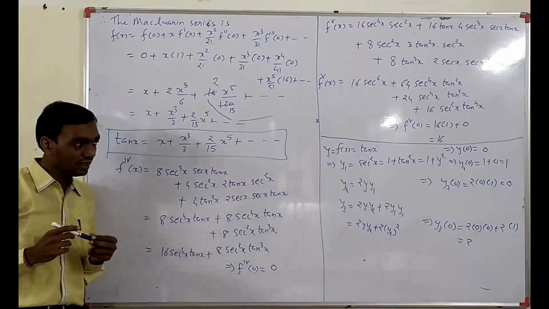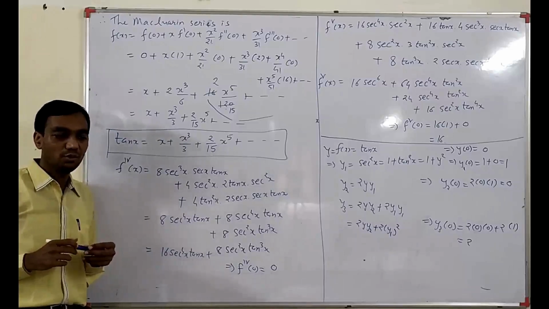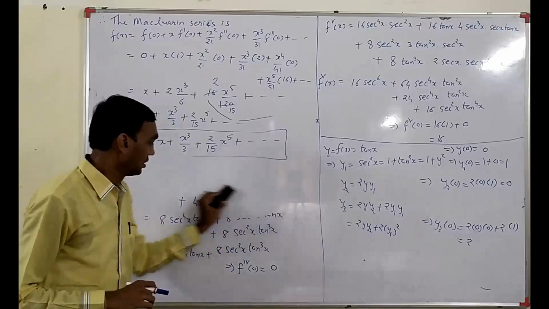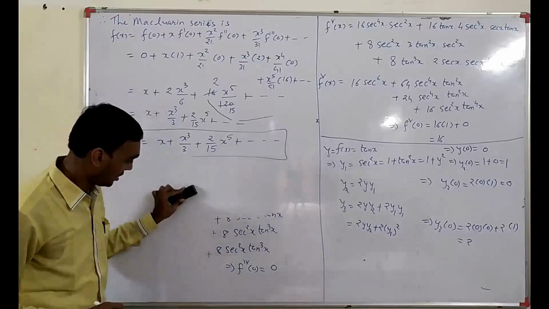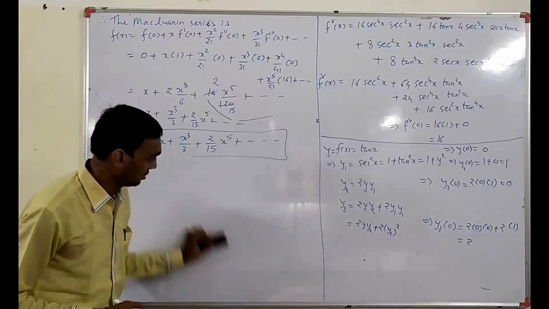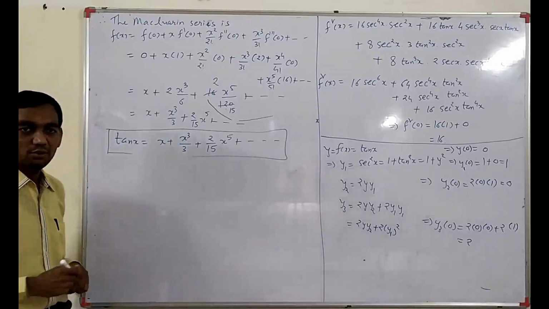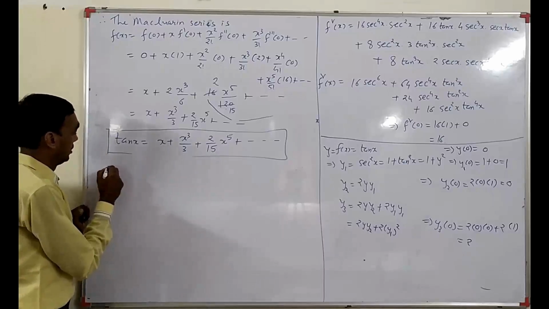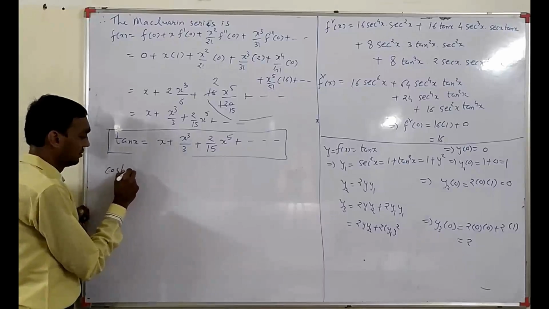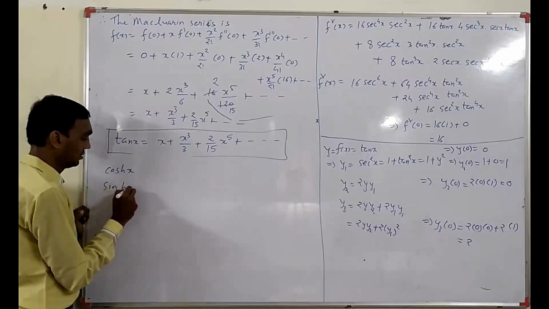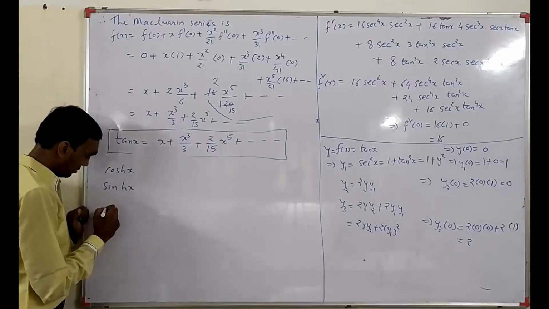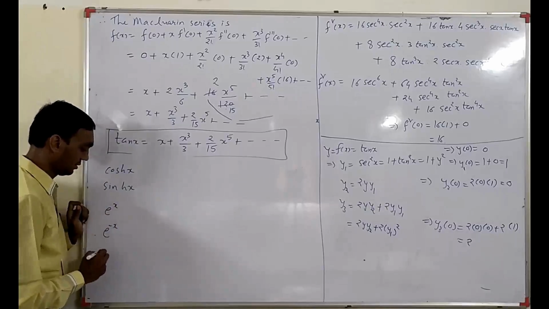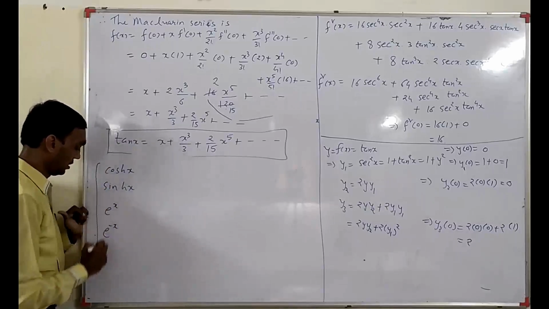Now there is one another method which we are going to introduce, but we are going to discuss it later. In the same manner, using simple Maclaurin series, you can obtain the series of cos hyperbolic x, sin hyperbolic x, e raised to x, e raised to minus x, and so on.